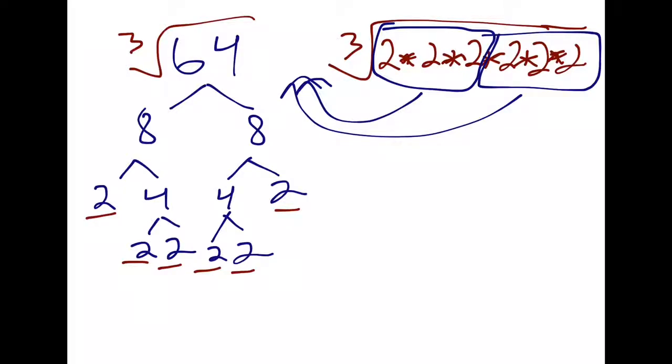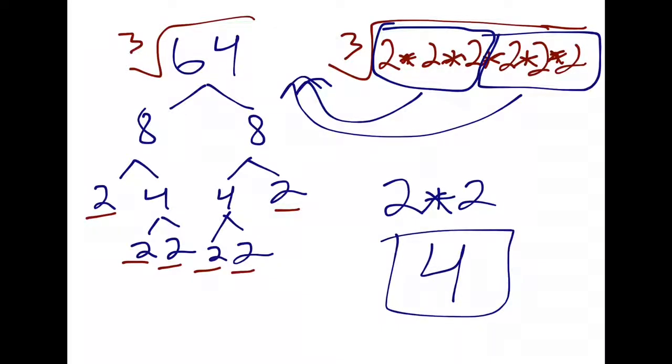So it turns out my answer is 2 times 2, or 4. 4 times 4 is 16, times 4 again is 64. Does it work with a negative 4? Well, negative 4 times negative 4 is a positive 16, but if we multiply that by a negative 4, it gives us negative 64. So for odd numbered roots, no, the negatives don't work.